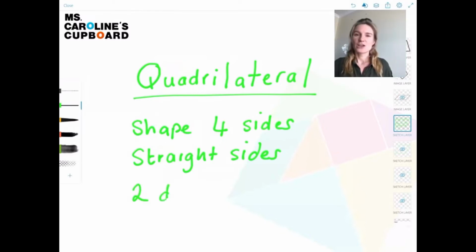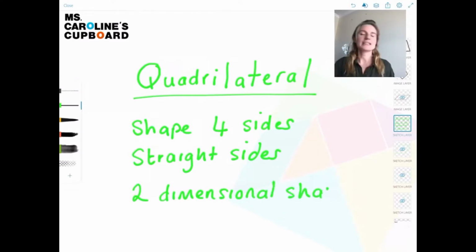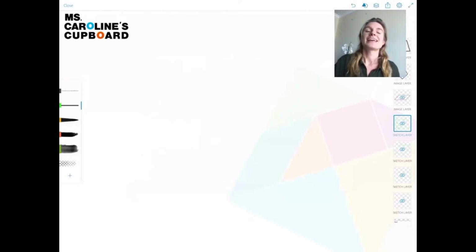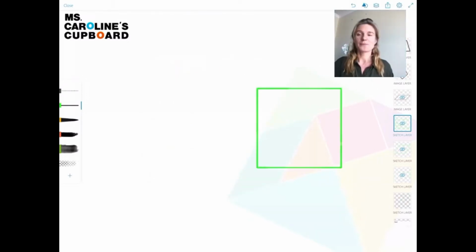So we're not going to see any curves in our shapes today. And it's a 2-dimensional shape, which means it's a flat shape. It's not a 3D shape, okay? So flat shapes we're looking at today. That's what a quadrilateral is, but there's many types of quadrilaterals. We have special names for these. So I want to take you through some of these quadrilaterals today, just to refresh your memory and get you thinking again about the different types of quadrilaterals we have.